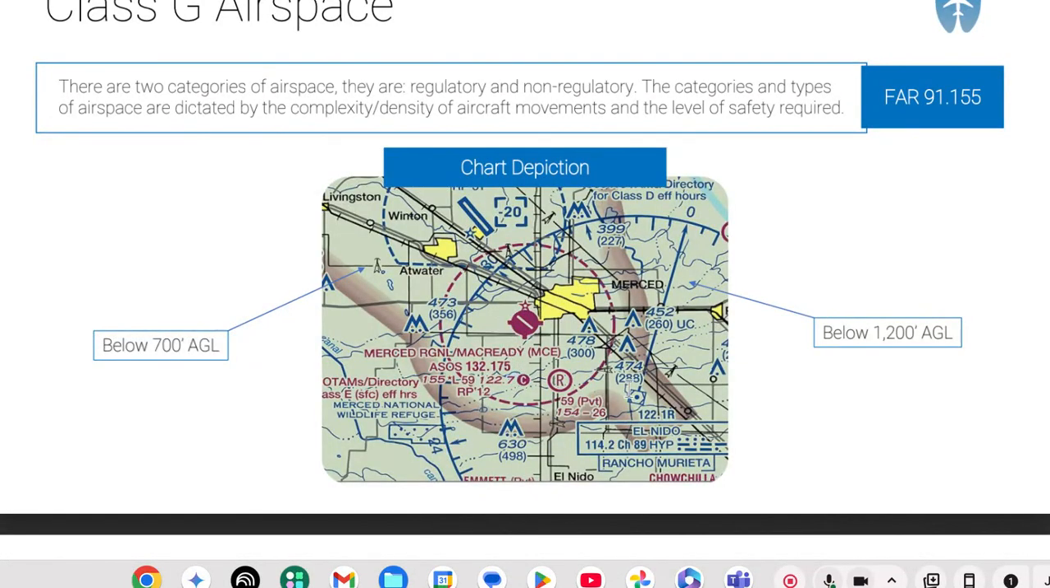And so, like I said already, for example, within this shaded line here, if you're below 700 feet here, that would be Class Golf. Above that would be Class Echo.